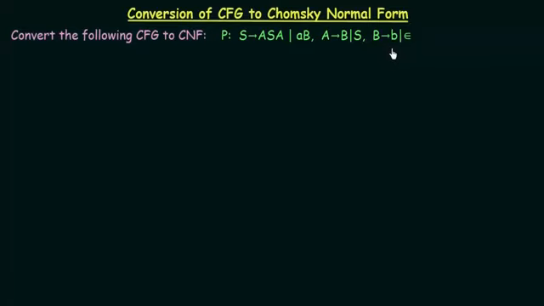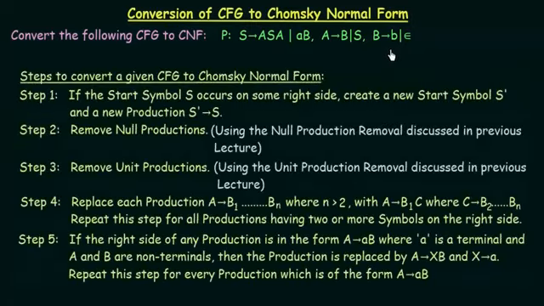So let me just give you a quick recap of the steps that we have to follow. First of all, if you see that there is a start symbol S in the right hand side of any production, then we have to create a new start symbol S dash. And then in the second step, you have to remove all the null productions. And in the third step, you have to remove all the unit productions. And then in the fourth step, you have to check if there are any productions in which there are more than two variables in the right hand side.